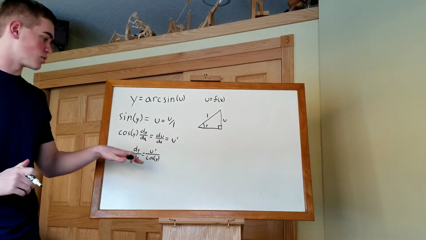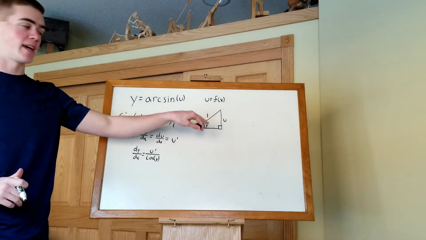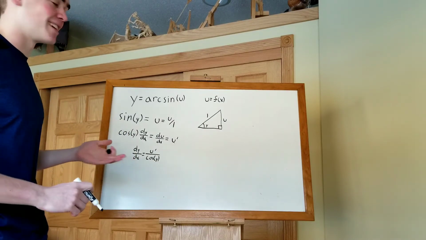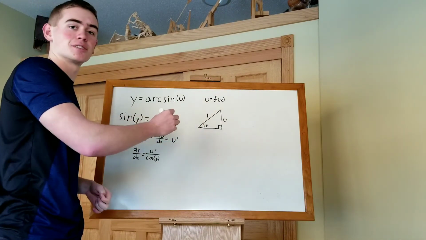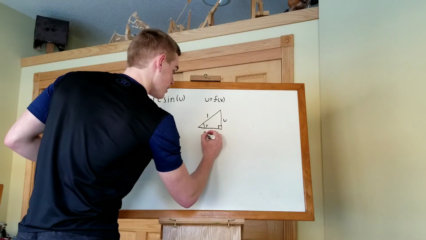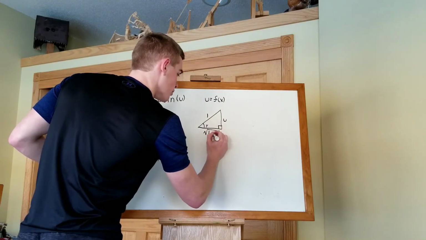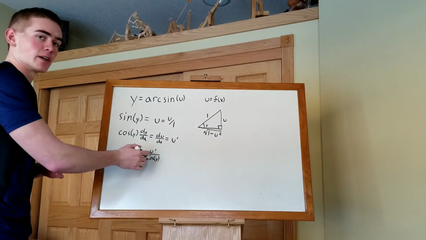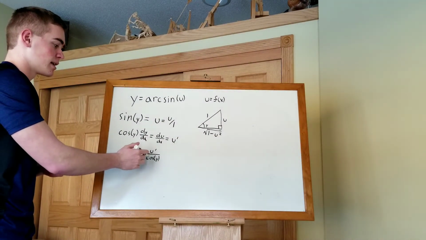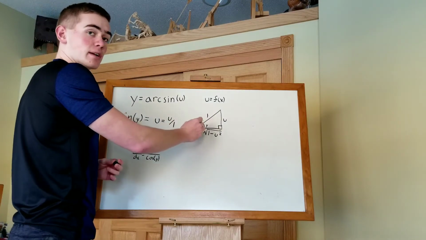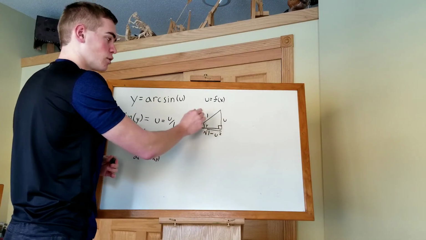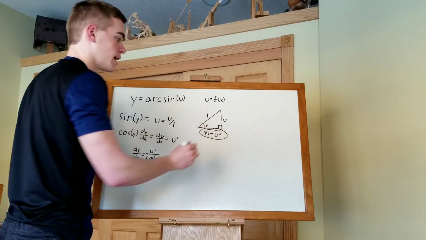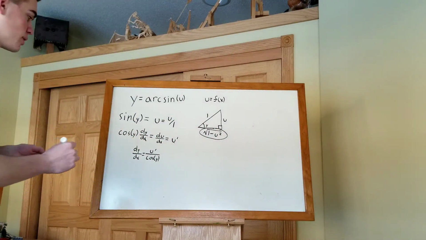Now this is where having this triangle really comes in handy. If you look at this using the Pythagorean theorem of a squared plus b squared equals c squared, we can solve for this side length as the square root of 1 minus u squared. So now, since on the bottom here we have the cosine of y, to solve for that, all we need to do is take the cosine of this angle, which is adjacent over hypotenuse. So in this instance, it's going to be this square root of 1 minus u squared.